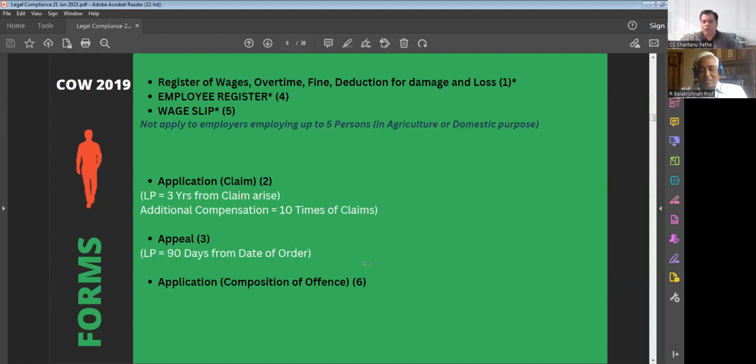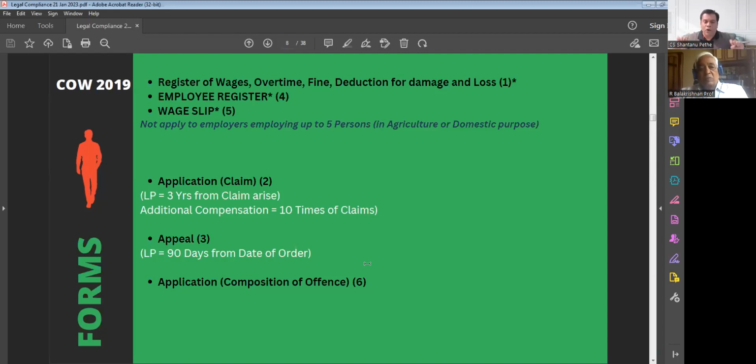And then there are 3 other forms, like application for claim. See, whenever there is a claim, the employee should file the claim within 3 years from the date on which the claim has arisen. So this is basically a limitation period. And please note it here.